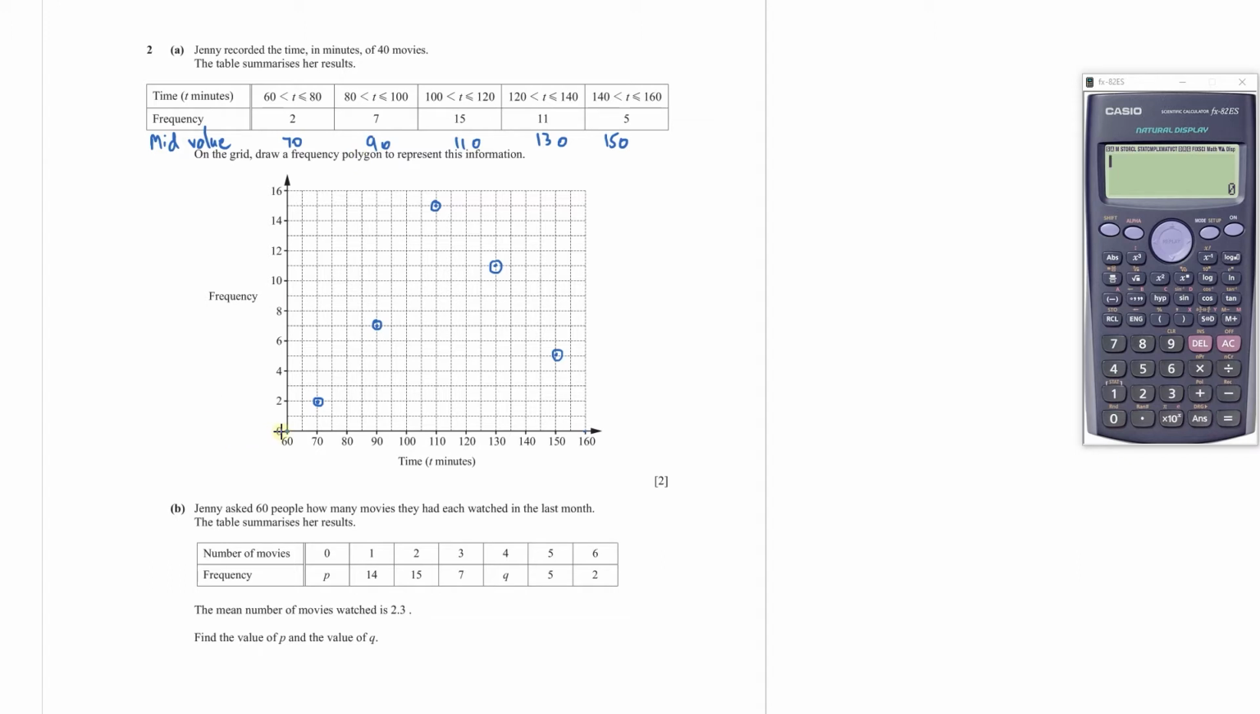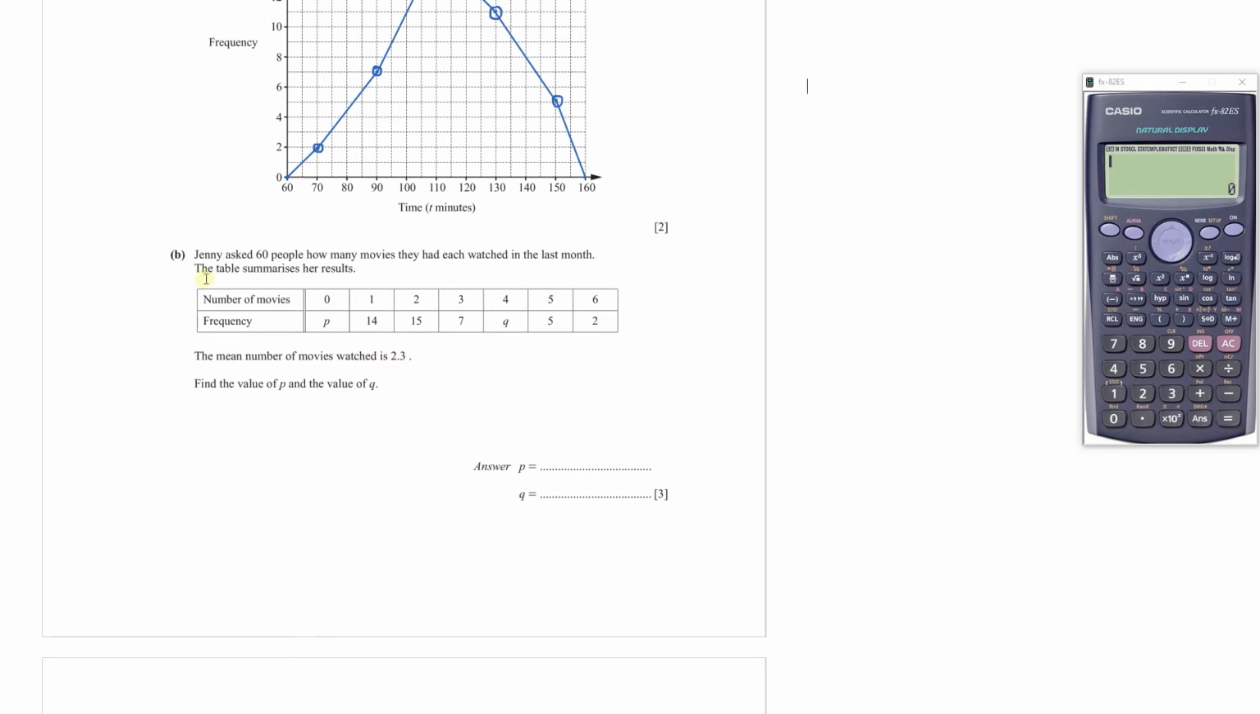So you draw straight lines. Let me draw those. You have to join each corresponding point with a straight line. And then for the final point, you will bring it back down to the x-axis. So this is how your frequency polygon will look.